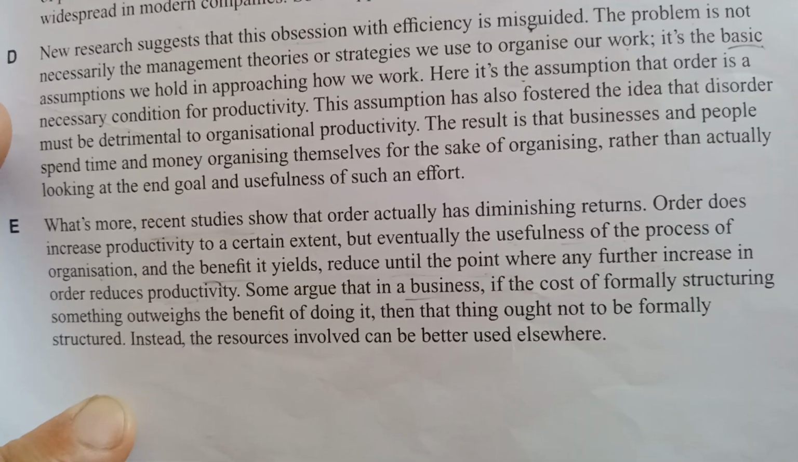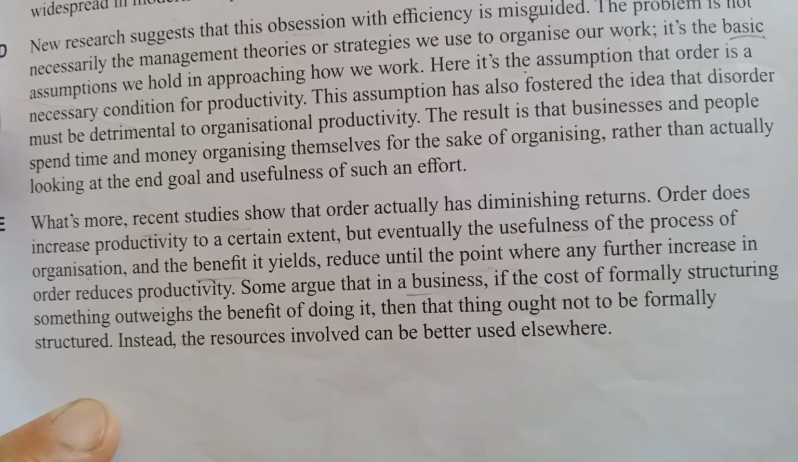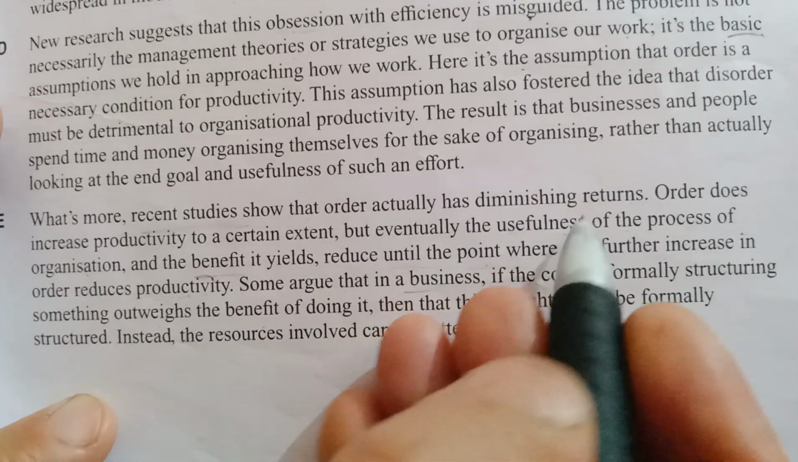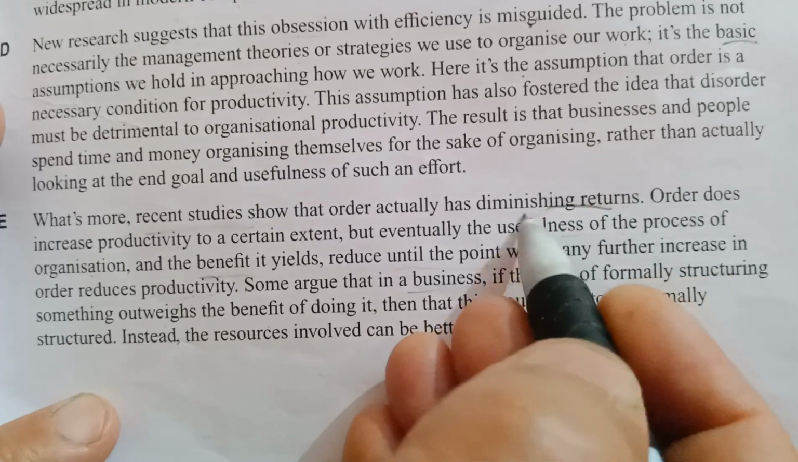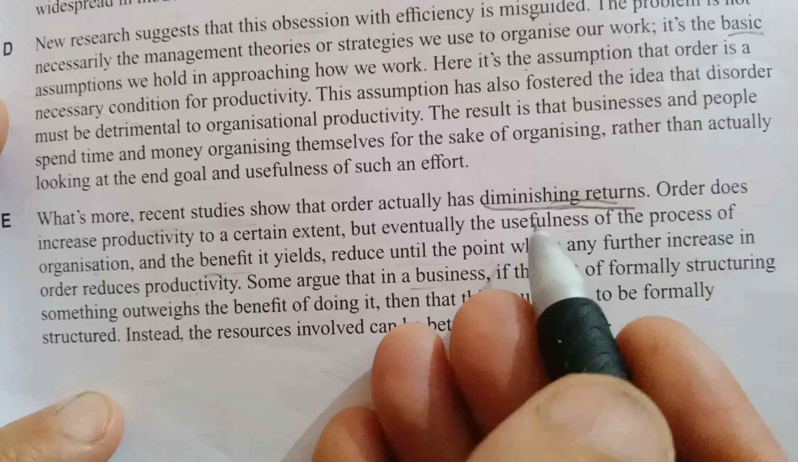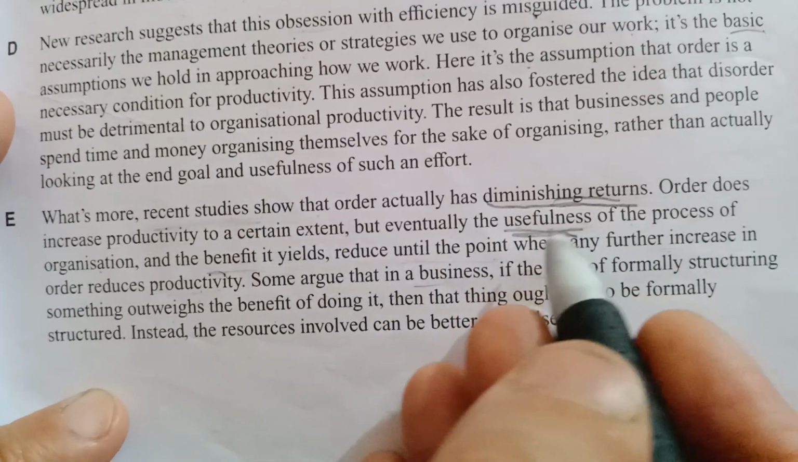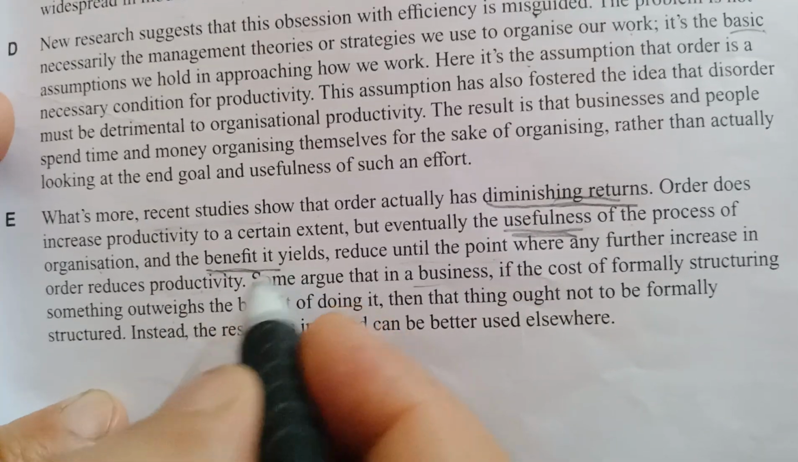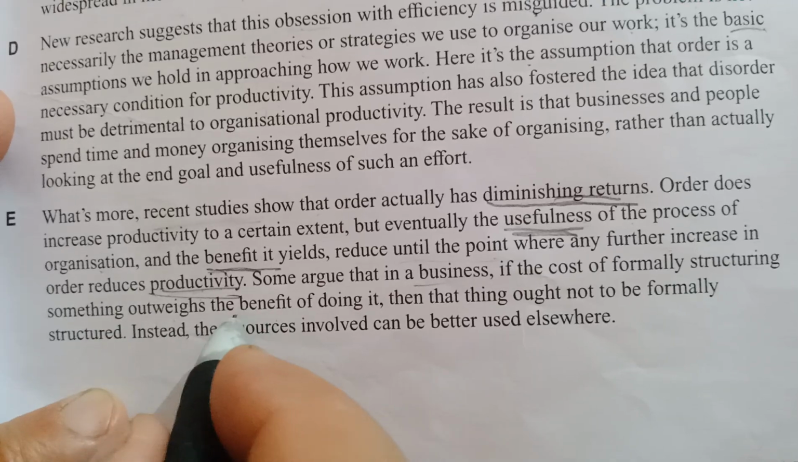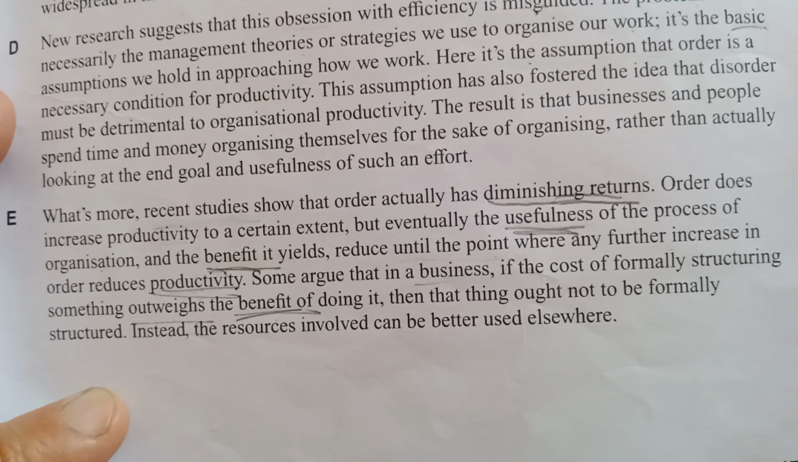Now I'm going to show you paragraph E, where you can make some quick judgment, because there are certain keywords. The keyword is diminishing returns, which means advantages going down. Advantages are decreasing and disadvantages increasing. Then the word usefulness is again like advantages. Benefits it yields. Productivity outweighs, something outweighs the benefit. So the whole paragraph is talking about advantages and disadvantages.